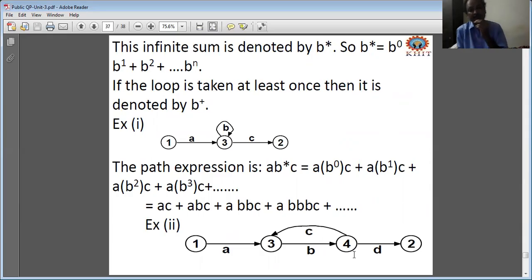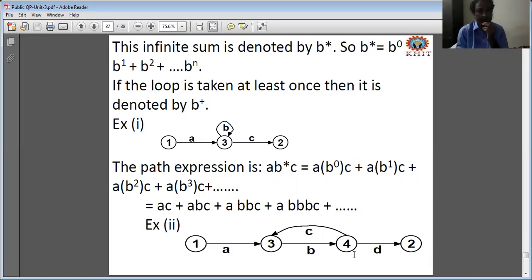Example 1: a, b, c. Here the path expression is a, b power star, c, because b is a self loop here. That is a b power 0 c plus a b power 1 c plus a b square c plus a b cube c plus and so on. That is given by ac plus abc plus abbc plus abbbc plus and so on.